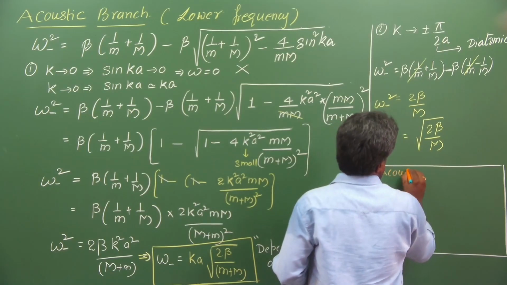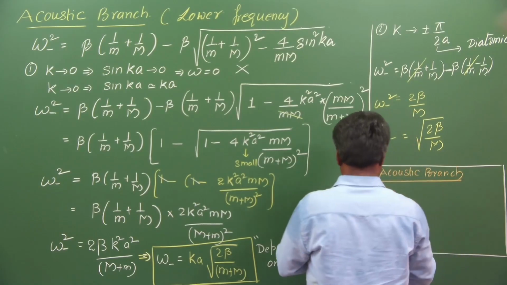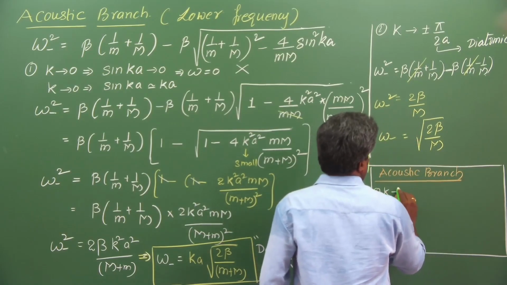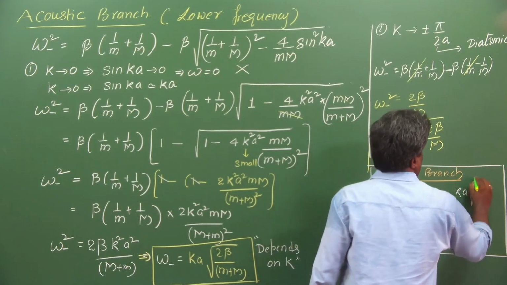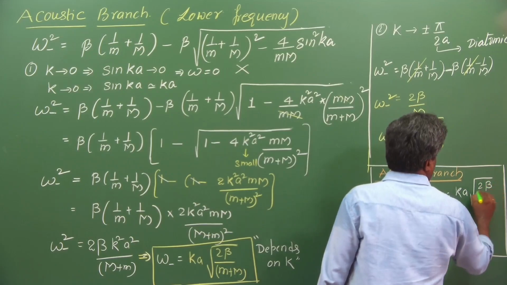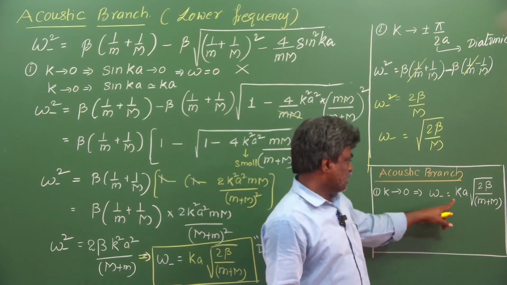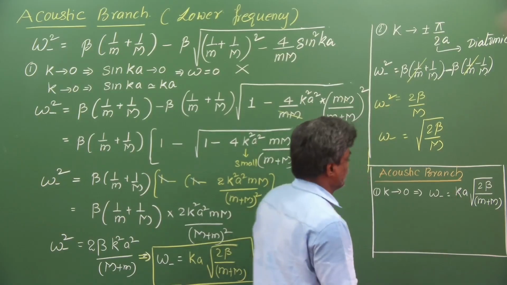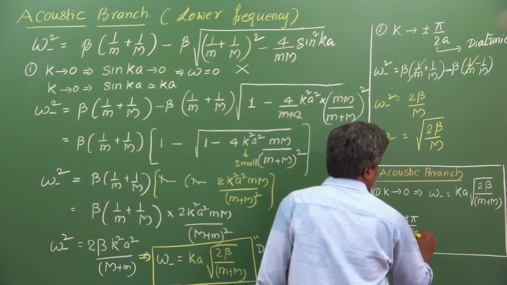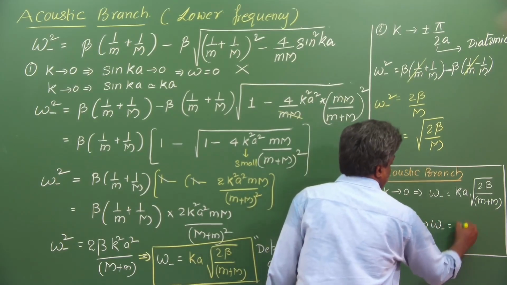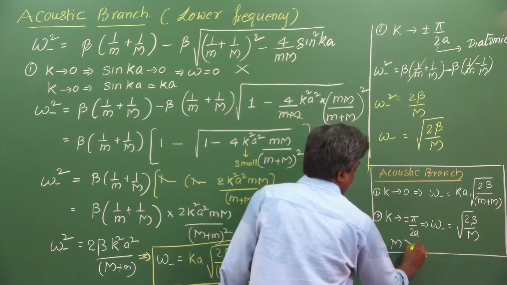Acoustic branch. At the zone center, K tends to 0, omega minus equals Ka under root 2β by (small m plus capital M). This is your CSIR question. They asked what is the group velocity, that is dω by dk. And at the zone boundary plus or minus π by 2a, you got omega minus equal to under root 2β by capital M. But remember, capital M is greater than small m.